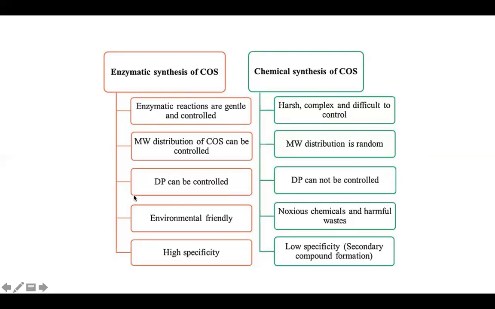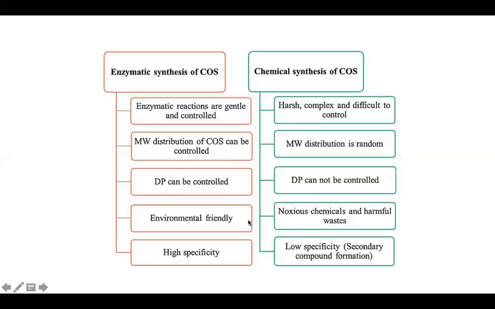And then the next is that the molecular weight distribution of COS can be controlled, whereas with chemical reaction it is random. The chemical reaction makes it random, but here you can control by choosing different enzymes. And my laboratory has been using a specific enzyme from Bacillus, and it's been working pretty well. So if you can control the degradation, you can control the degree of polymerization. You can cut for a long time or cut for a short time, but with chemical reaction it's hard to control.